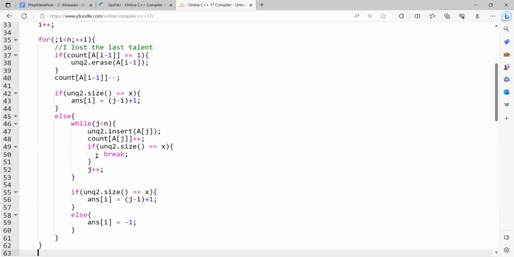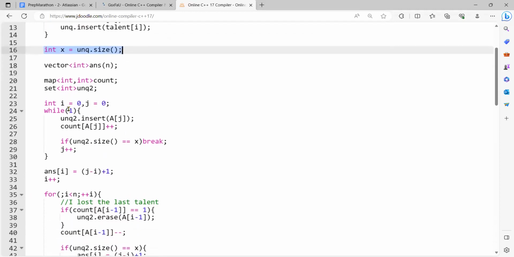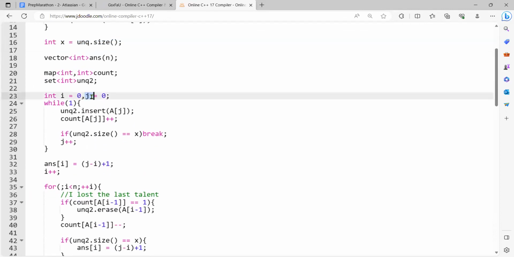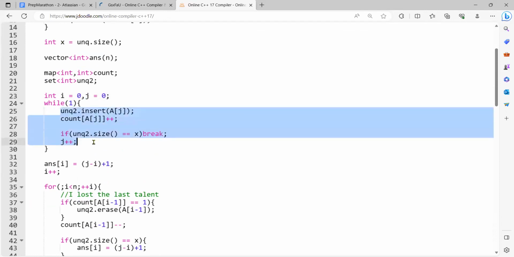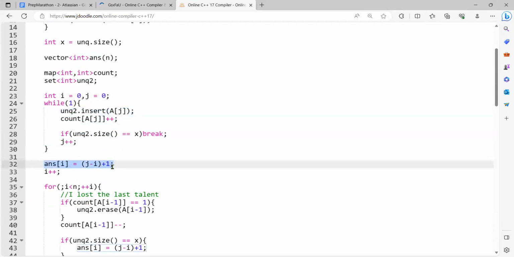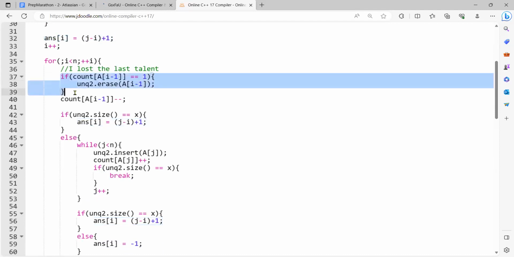So what we did is, we started here. We found the number of unique values. Then for the first index, we found the last index, which is j, where we are getting all the talents. So this is the loop for that. And the number of talents that we have taken for the first student, or sorry, first index, is this much. After that, for all other indexes, if I'm going to the next index, I will do this.